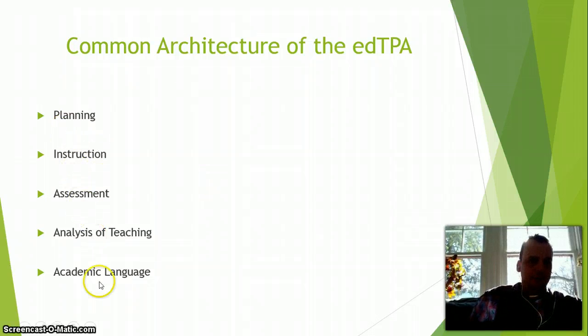Okay, and here's the common architecture of the edTPA, where, as you can see, there are 1, 2, 3, 4, 5 sections: planning, instruction, assessment, analysis of teaching, and academic language. The whole purpose is to make sure that when you come out of this experience, you're ready to go in the classroom and you have the skills that it takes to be a leader in the classroom and do these 5 crucial skills well that all teachers need to be able to do to be effective.